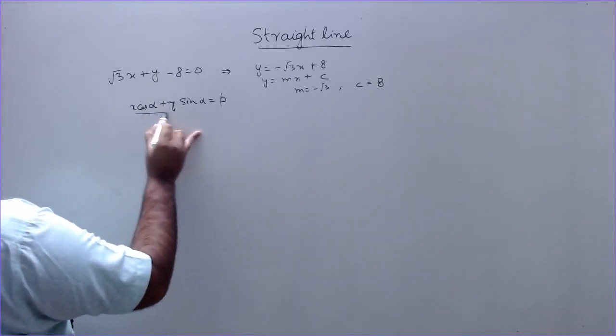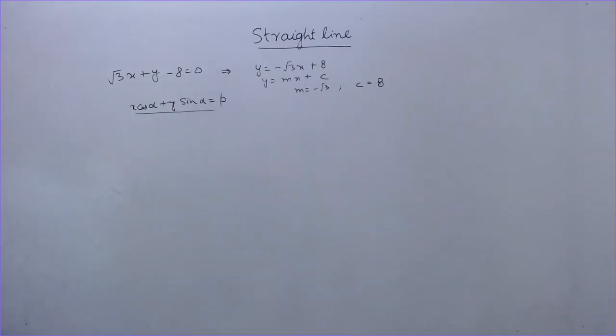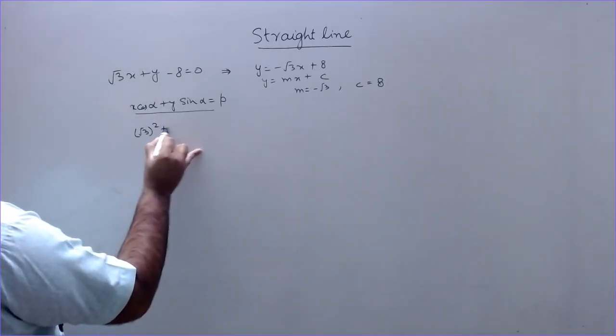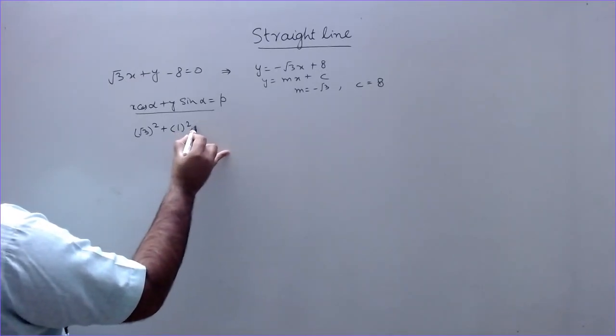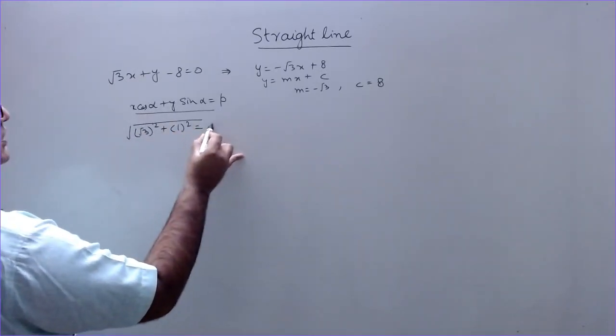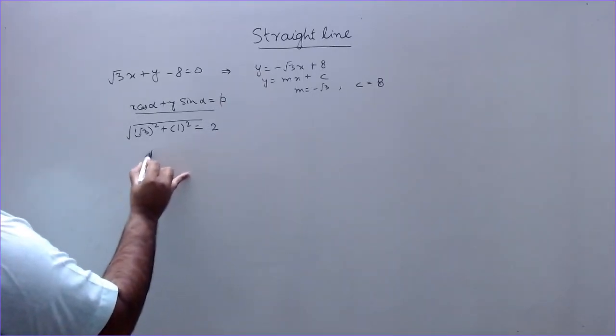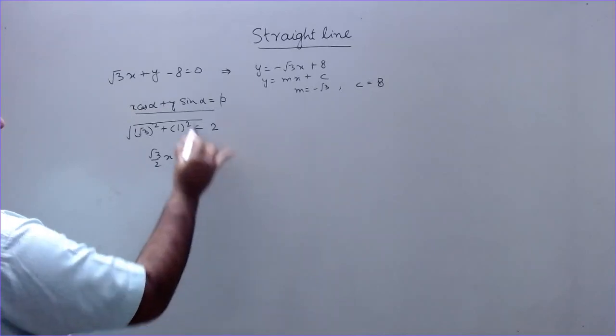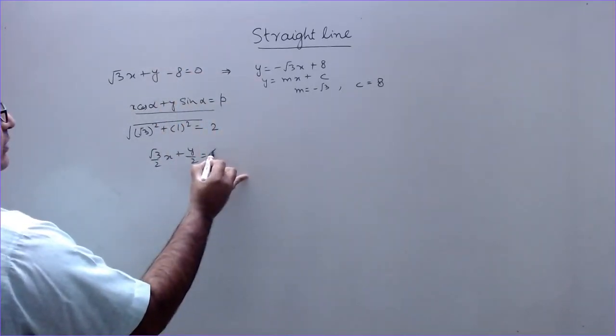Now we have to write the equation in this form. So how can you do this? Let us divide both sides of the equation by the square root of root 3 whole square plus 1 whole square, which is equal to 2. So root 3 by 2 x plus 1 by 2 y is equal to, writing 8 on this side, 8 by 2, that is equal to 4.